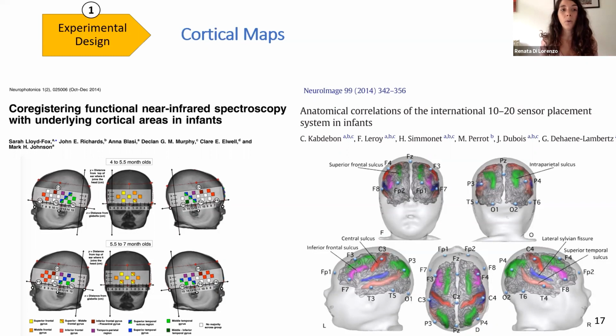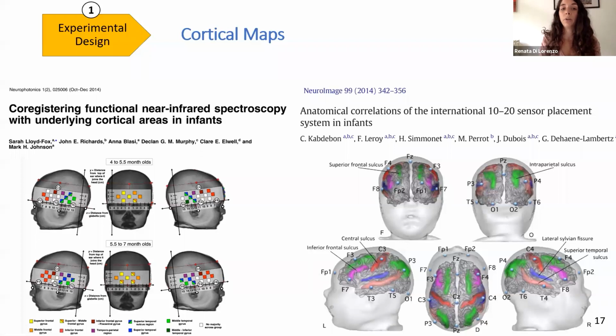So what to do? One way to deal with this is to check previous literature and see whether it can guide you in understanding where for each age group you should put the optodes. Here are some examples. There is a study from Lloyd-Fox and colleagues from 2014, a co-registration study with fMRI and fNIRS, and they show you the exact location of some of the frontal, prefrontal, and temporal locations, but also more frontal here, for 4 to 7 month olds.